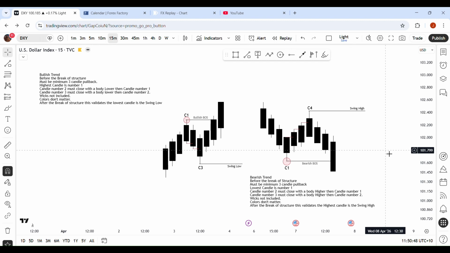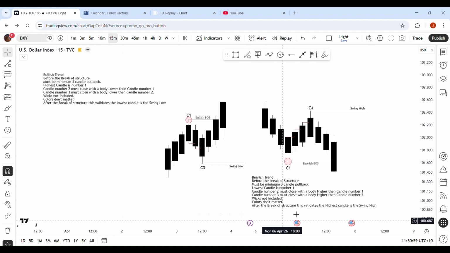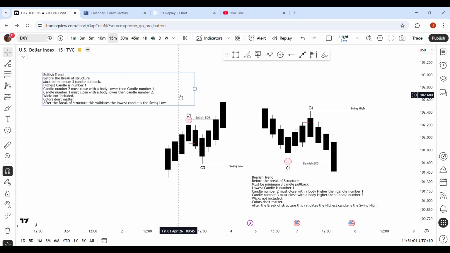So I've got 2 examples here, a bullish trend example and a bearish trend example, and we're going to go through it together. I've even written some notes down so I don't forget what I'm going to say, so here we go. In a bullish trend example, before the break of structure must be a minimum 3 candle pullback. The highest candle is number 1. And I've even written here, the C1 with a red circle is your highest candle.